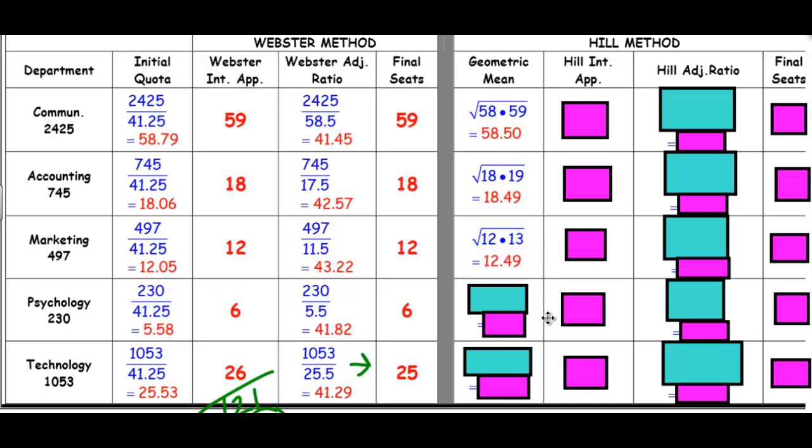So we get 12.49. I hope you're starting to realize that all of these are always at about the 0.5 mark. They're not exactly, but they're close to it. So if you're getting something really strange, you should know something is up. Here we've got 5.58, which lies between 5 and 6. And lastly, we have 25.53, which lies between 25 and 26.